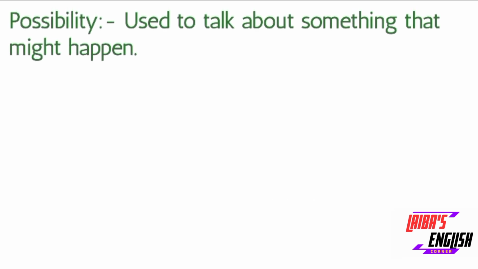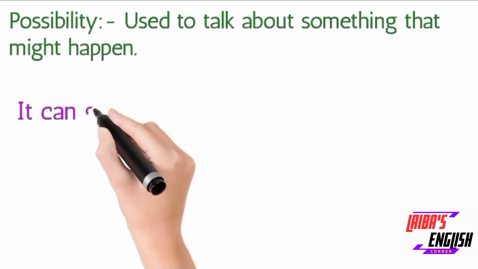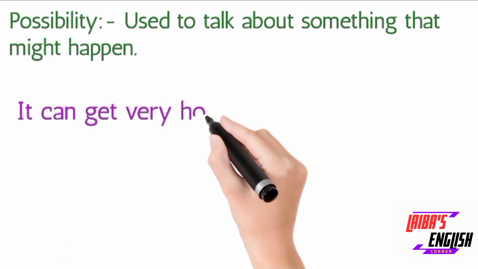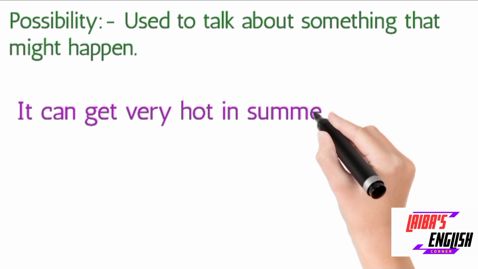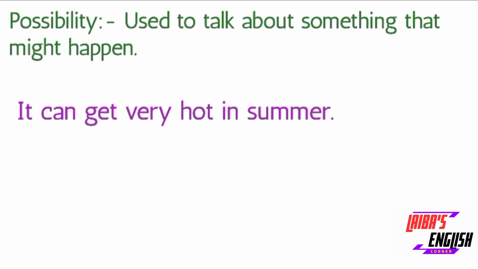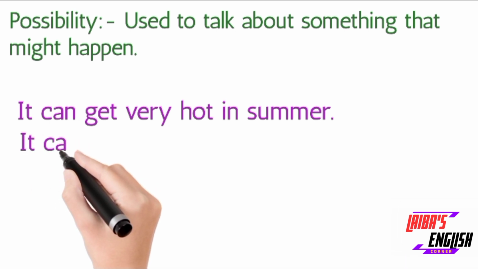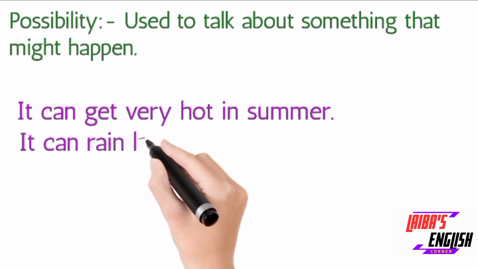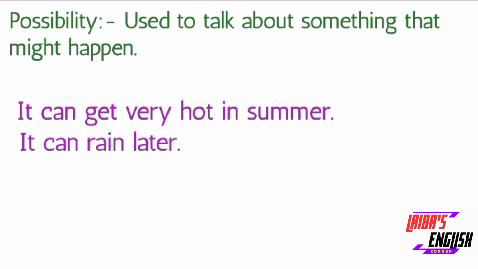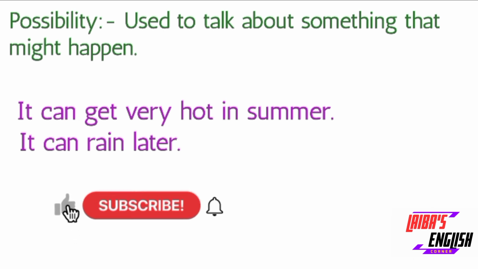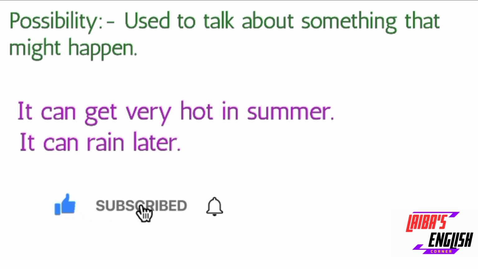Second is possibility. Used to talk about something that might happen. We are talking about the possibility that something will happen. We will take an example to make our concept clear. It can get very hot in summer. So it is showing the possibility that in summers it can be very hot. Second example is it can rain later. It is also showing the possibility that rain can come later. So this is the second usage of can.